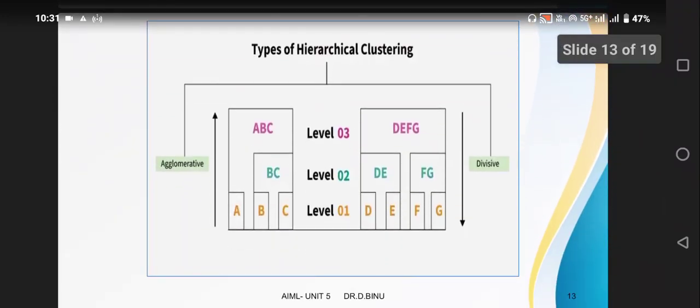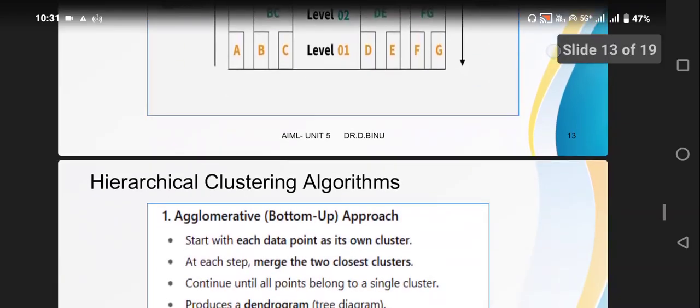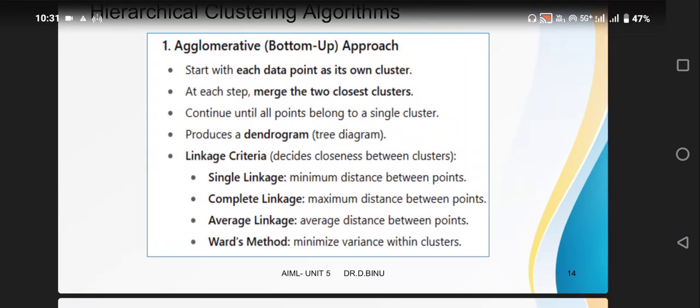Types of hierarchical clustering: agglomerative and divisive. The bottom-up approach, that is agglomerative, starts with each data point as its own cluster. At each step, merge the two closest clusters. Continue until all the points belong to a single cluster. It produces a tree diagram, which is nothing but a dendrogram.